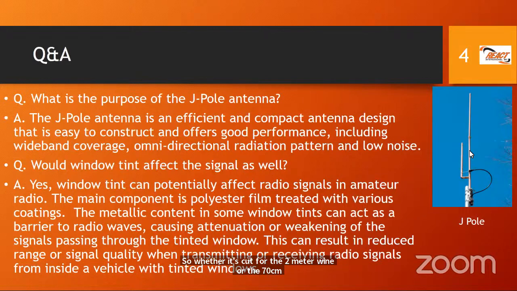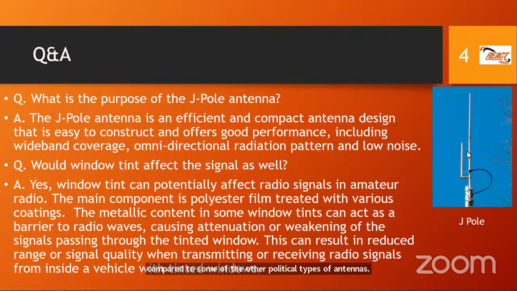So good wideband coverage. And of course, it's an omnidirectional antenna, meaning that it radiates 360. That means in all directions. And it tends to also have relatively low noise levels compared to some of the other vertical types of antennas. So very good question as to the purpose of a J-pole antenna.